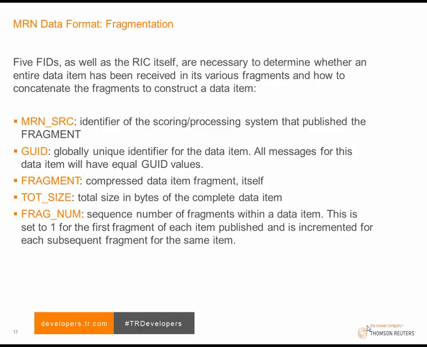MRN source is identifier of the scoring processing system that published the fragment. GUID is a globally unique identifier for the data item. Fragment is the actual data that's being published. That's compressed data that we are going to decompress and reassemble. Tot size is the total size of the complete data item. So if the item is being fragmented across several updates, then tot size will be how many bytes we expect to receive in total. And fragnum is a sequence number of a particular fragment.